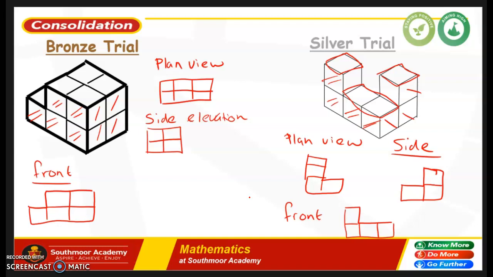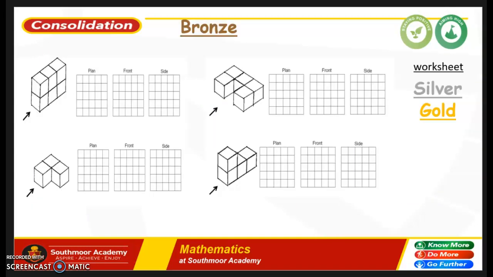Moving on now to your questions. So your bronze questions, you've got a worksheet for those. You're drawing your plan, front and side view. You're going to do the same for your silver and gold questions on the worksheets on the side. You've got some time now to have a go at those questions. Well done. Pause the video here to allow students time to have a go at the questions.